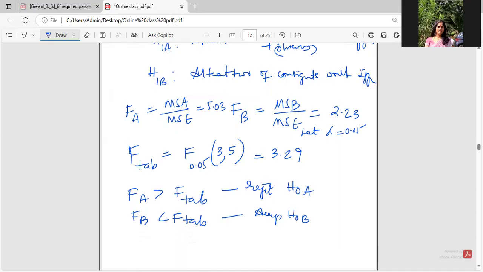I should say that there is a significant difference for FA, or the observers. There is no significant difference for the consignments. Okay, that's how I will do a problem on ANOVA. Okay, thank you.